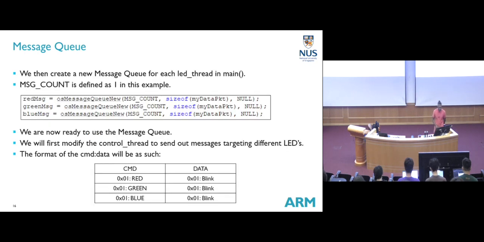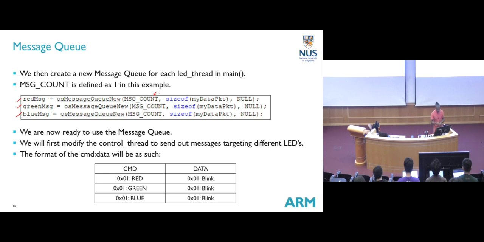Now in the main, I create the 3 message queues over here, and I put message count as 1. That means at any point of time I send 1 message. You can put 5, you can put 10, up to you, depending on how many messages you want in your buffer. But in my case I only put 1, because the moment I send, I will not send again until the message has been received.